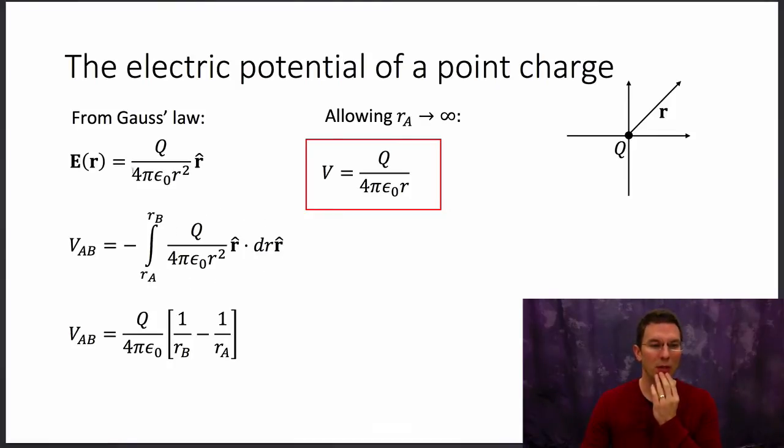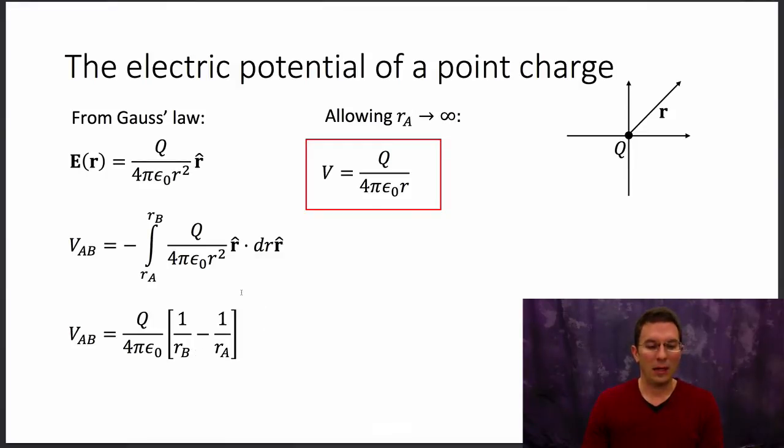Along that line, E dot dl takes this form. Here's the E right here, and dl looks like this, dr dot r hat. R hat dot r hat is 1, and so you just end up having to integrate 1 over r squared, and that is minus 1 over r. When we evaluate it at the limits, we get this expression right here: 1 over the radial distance from B minus 1 over the radial distance from A.